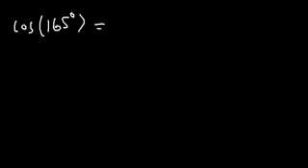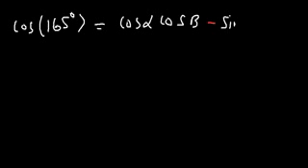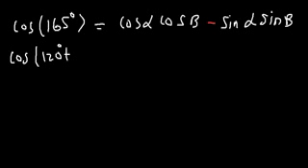Now let's say you want to figure out the other one, cosine 165. The equation for cosine(alpha plus beta) is cosine alpha cosine beta, you switch positive to negative, and then it's sine alpha sine beta. So for 165, what two angles on a unit circle add up to 165? We're going to choose 120, which is on a unit circle, and 45. Now keep in mind, the reference angle of 120, 180 minus 120, is 60.